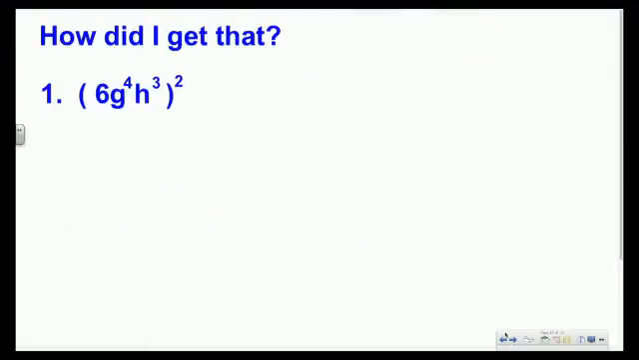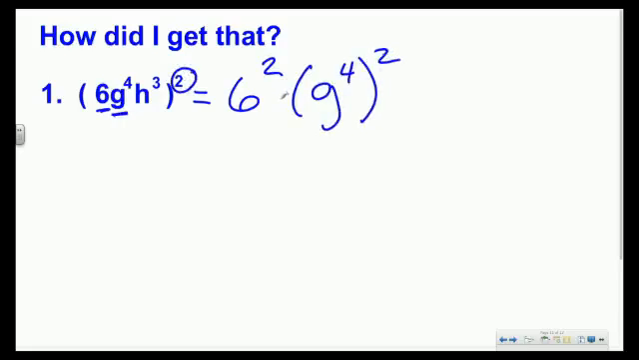All right, so that first one, 6g to the 4th, h cubed, that quantity raised to the 2nd power. Make sure I got my pen. So I'm going to distribute that exponent throughout that product in my parentheses. So I'm going to raise 6 to the 2nd power. I'm going to raise g to the 4th to the 2nd power. Let's get that multiplication in there, just break things up. And I'm going to raise h cubed to the 2nd power. Right? Okay, so then I'm going to come off to the side.